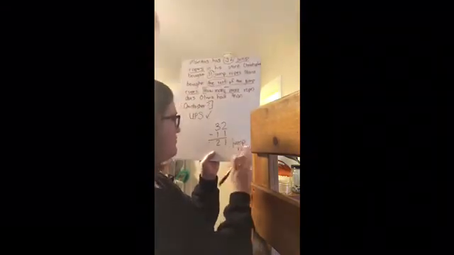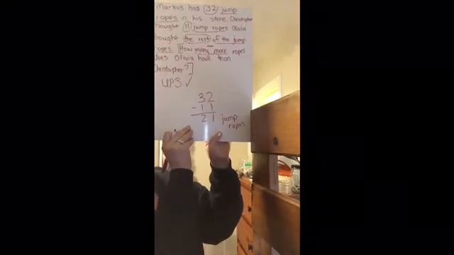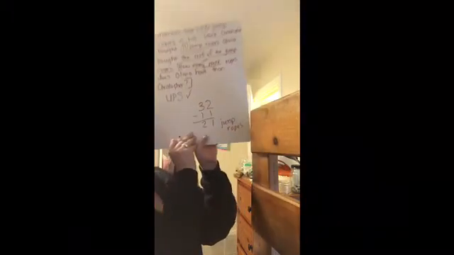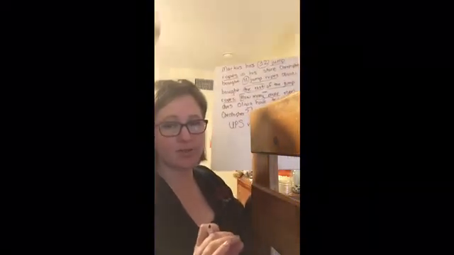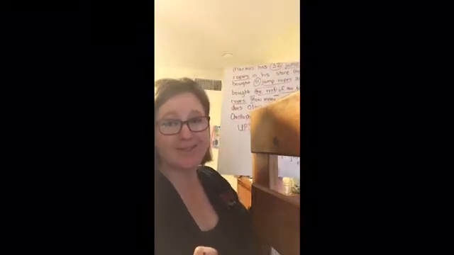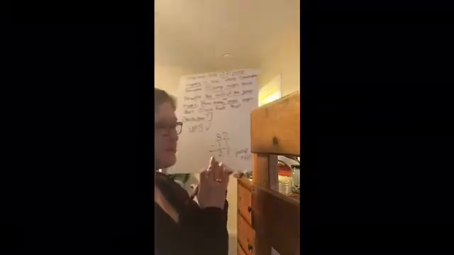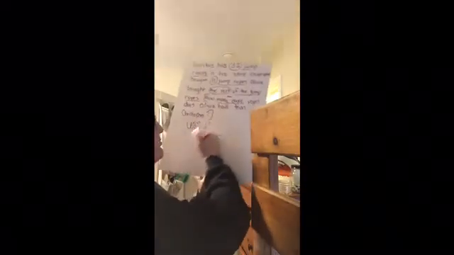Okay. 21 jump ropes. So that's how many Olivia has. But I want to take it one step further because there are so many ways to think about subtraction. Standard algorithm is one of them.